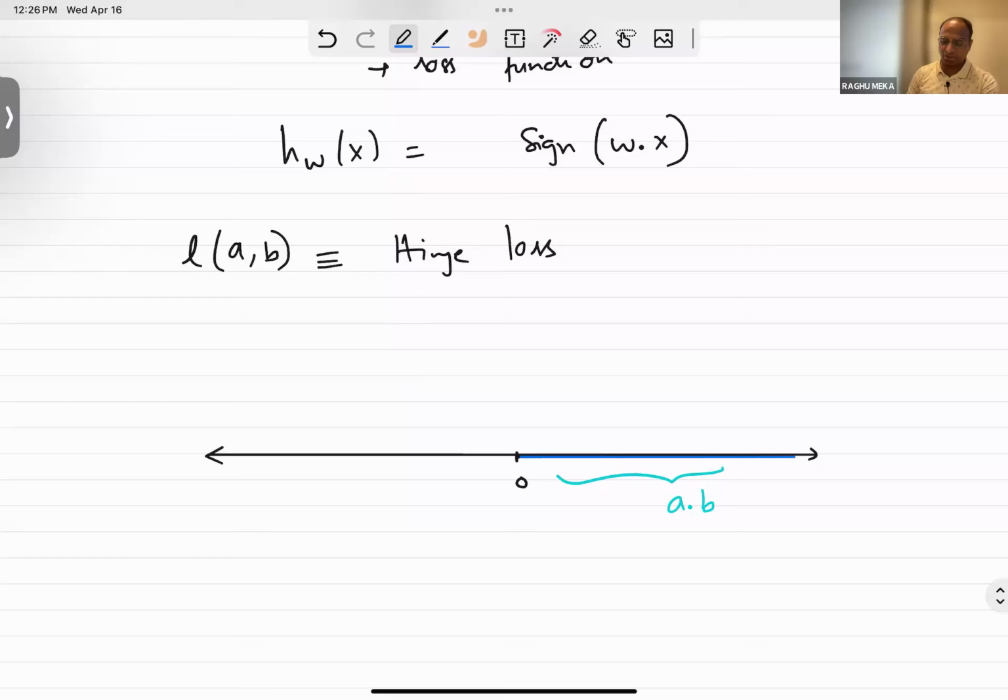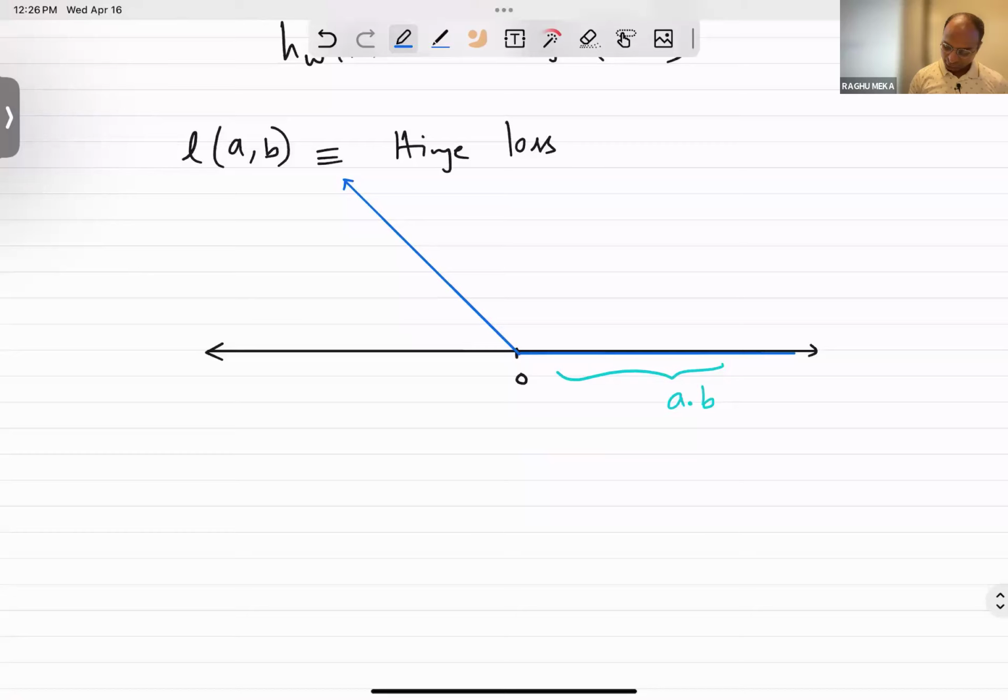Whenever A and B are both matching in sign, the loss is 0. But if they're not matching in sign, I penalize for saying even more negative things. You were supposed to say positive, but you said -0.1, you'll get a penalty of 0.1. You were supposed to give a positive value, but you said -100, you'll get a penalty of 100. So in fact, I think this is a more reasonable loss function, right? You're not just penalizing for the sign, but also how far off you are. Okay. So this is hinge loss.